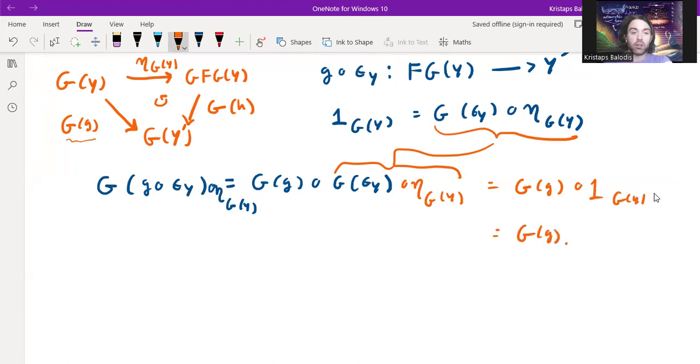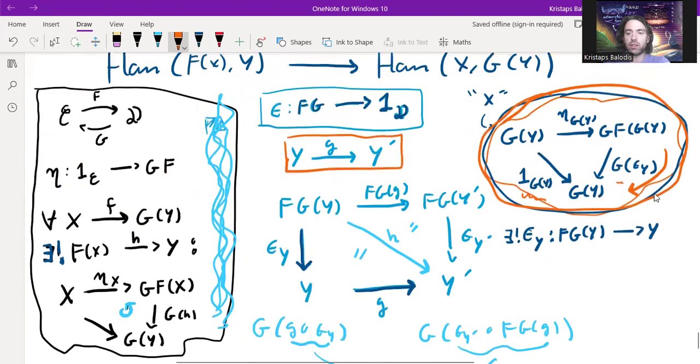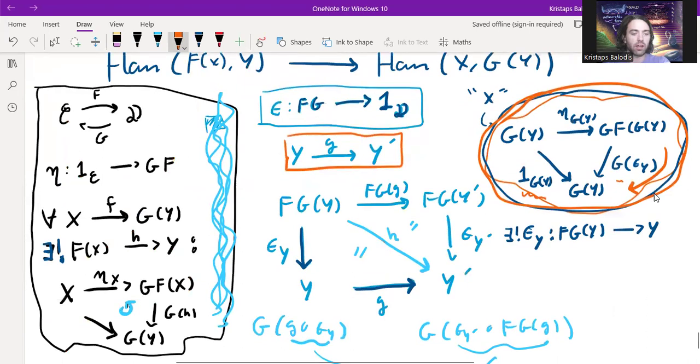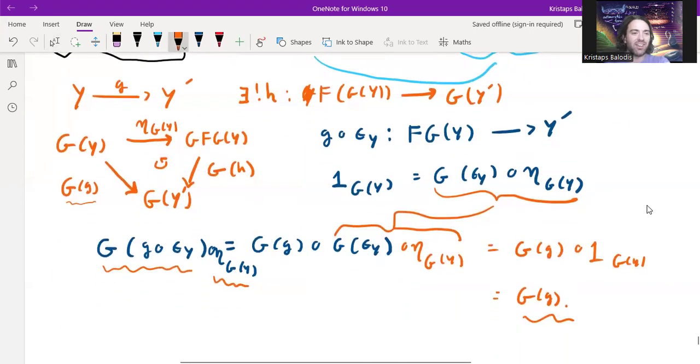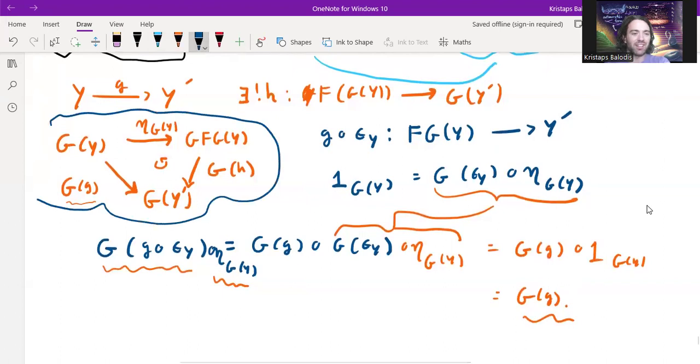But that's exactly what I wanted to show, right? I wanted to show that if I did eta sub Gy, and then I applied G of this composition, then I got G of g, right? That's exactly, again, this defining diagram. That's this defining diagram over here, right?